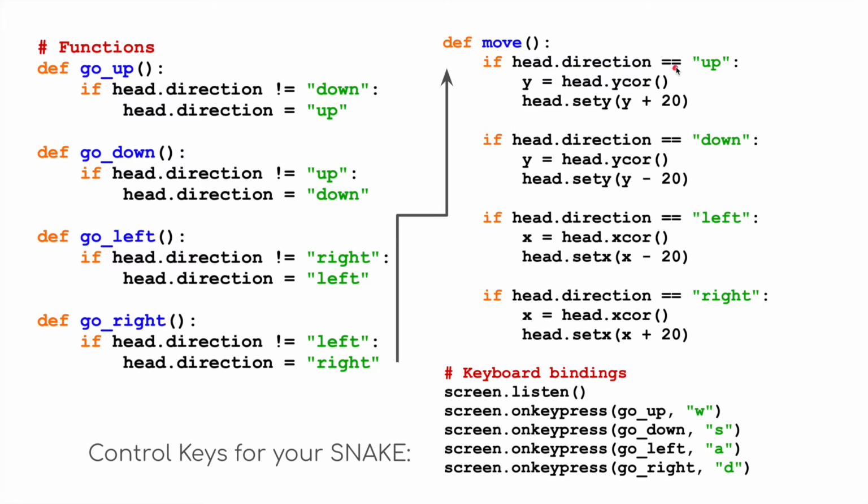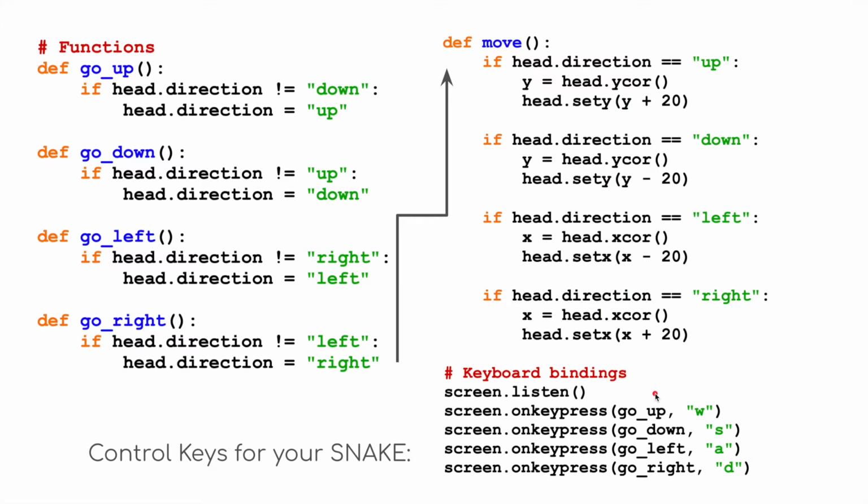If the head direction equals up, then y equals the head's y coordinate, and head.sety to y plus 20, so it's going to be moving up 20 pixels every time. Same for down, same for left, and same for right. But as you can see, we're using pluses and minuses, a little bit like if you're doing this in Scratch, only this is text-based.